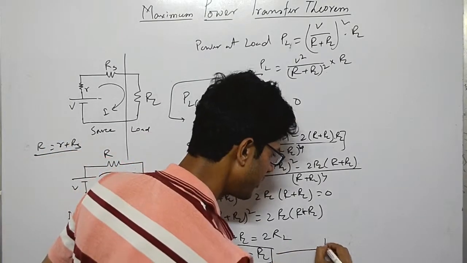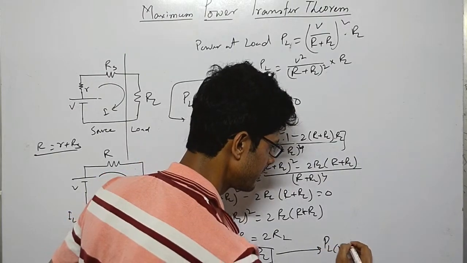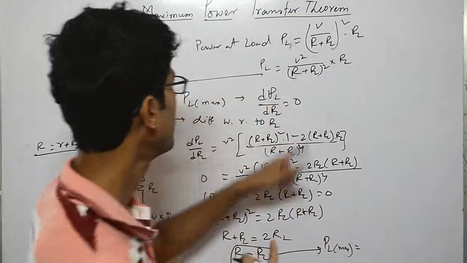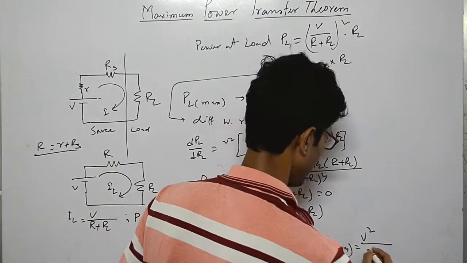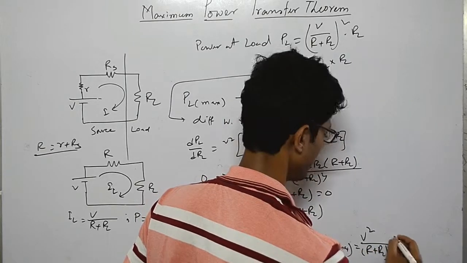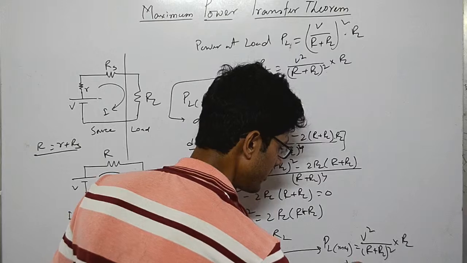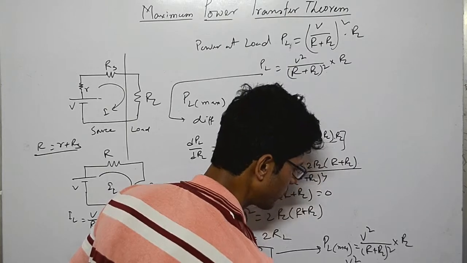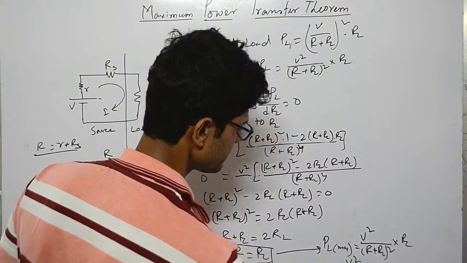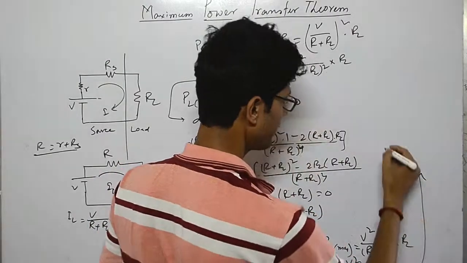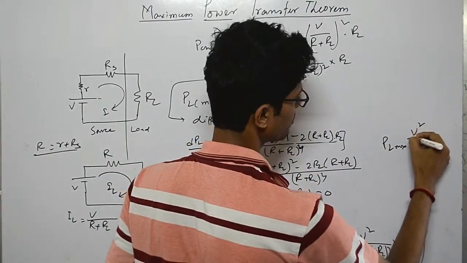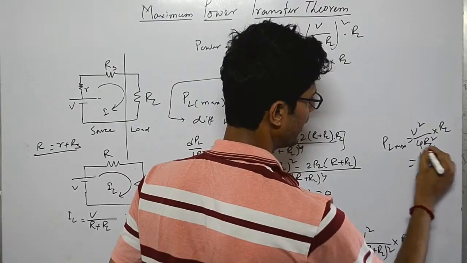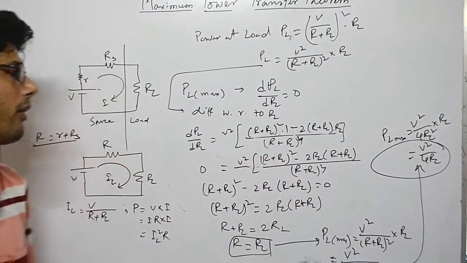Now we calculate the power PL max. For the maximum power transfer, PL max is V square by R plus RL whole square, into RL. Since R equals RL, it is V square by 2RL whole square into RL. So PL max is equal to V square by 4RL square into RL, that means V square by 4RL. This is the condition for the maximum power transfer theorem.